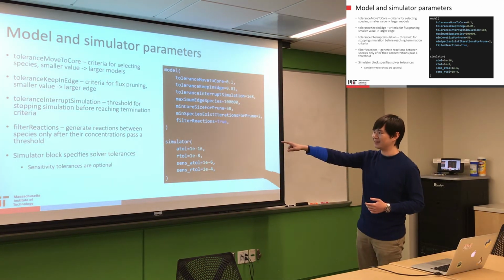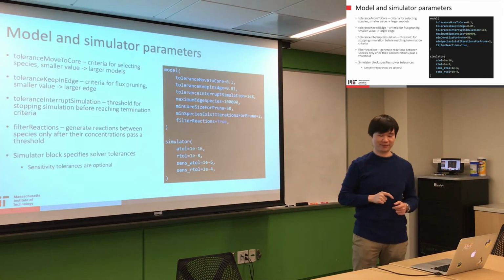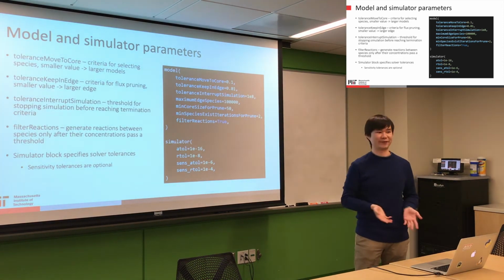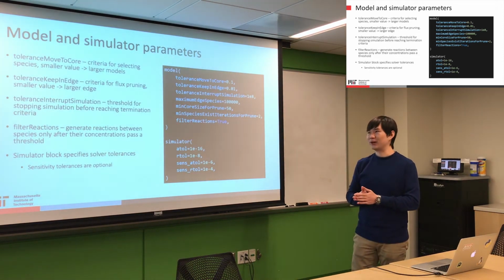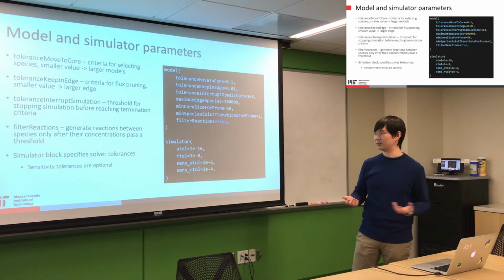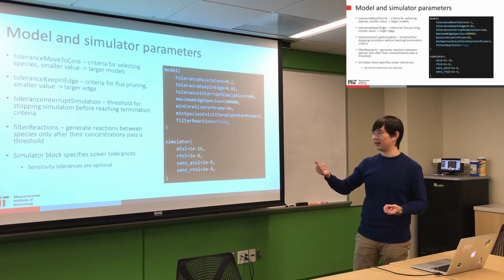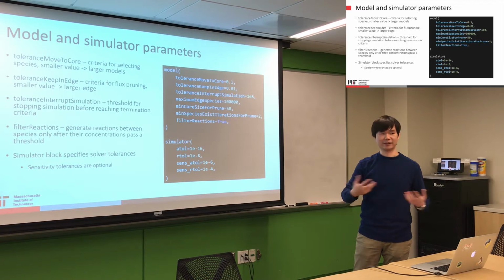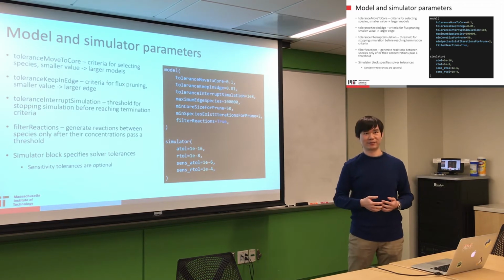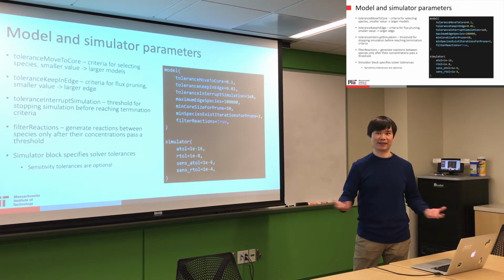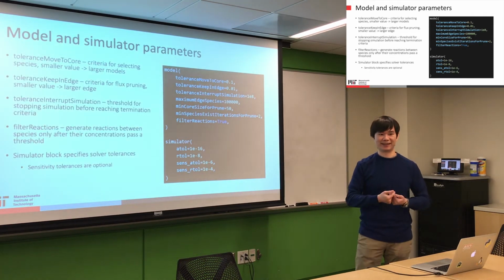And filter reactions is an option that basically we think you should always have on. So it's primarily a speed up mechanism, but the idea is that we'll only generate reactions between any two species after the concentrations get to a certain point. And this is calculated based on the collision limit and whether or not the concentrations are enough to react these two species in reality.